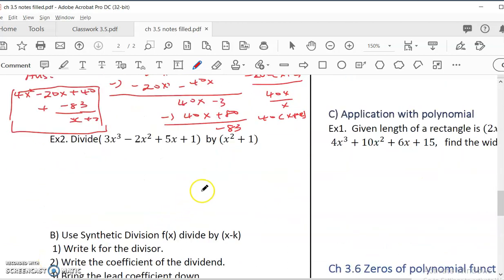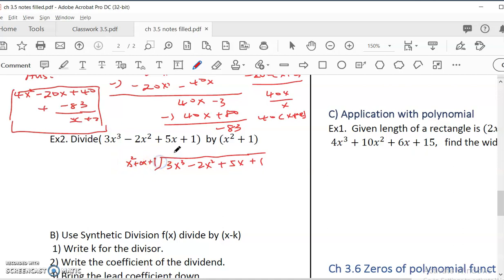Let's do another long division where you are dividing by x squared plus 1. So this is not just x, but x squared. So again, we write out in descending order 3x cubed, the dividend, minus 2x squared plus 5x plus 1. And x squared plus 1 would be here. I'll insert a 0x and then a plus 1.